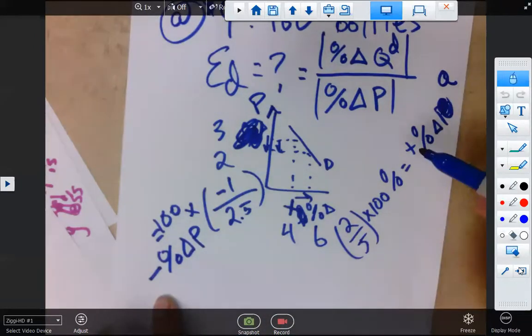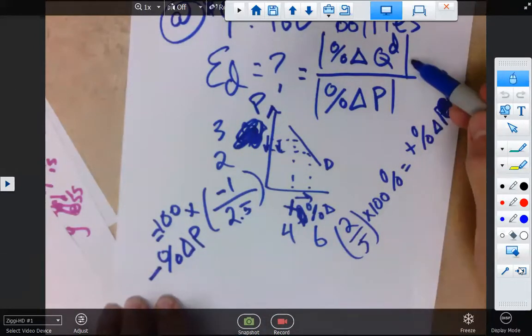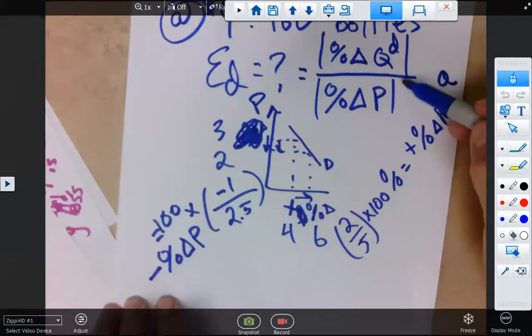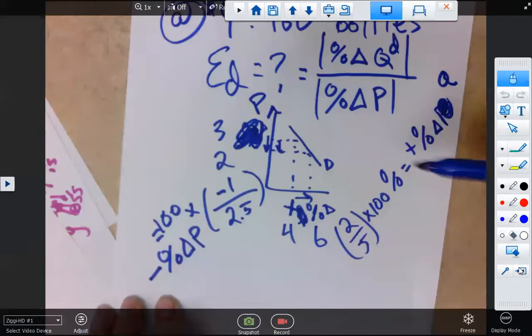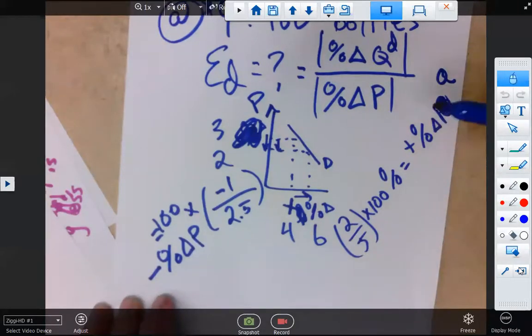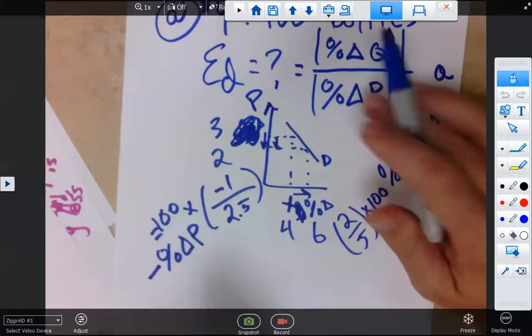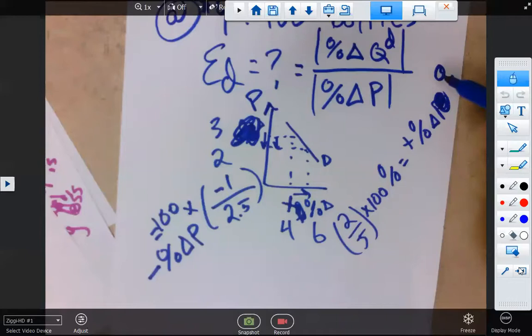So one of them is always negative, one of them is always positive. That's why we put the absolute value around them, and then it always ends up being a positive number. But we know how to interpret it because of the law of demand. Just think about how I behave when things are cheaper: I buy more of it. When things are more expensive, I buy less of it. It's an inverse relationship. So if you get a negative number, that's fine. Just drop the negative and it's going to be fine. So is it inelastic or elastic? It's less than 1, first of all.